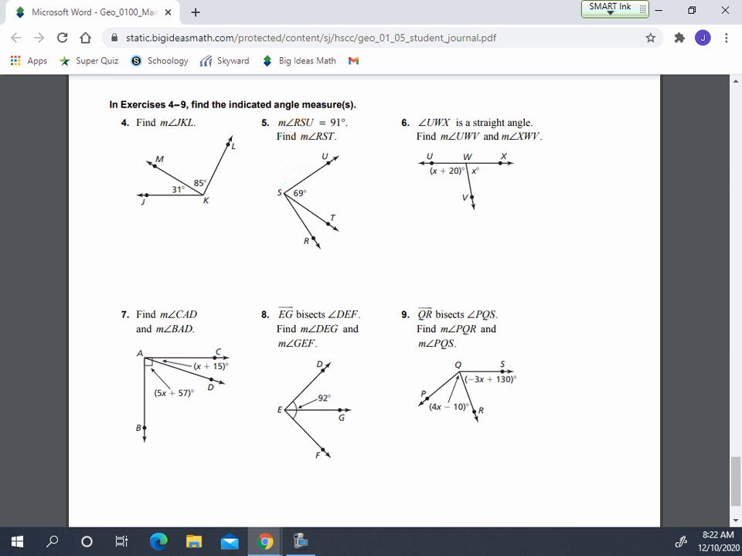Down here, the majority of what your homework will be like. It says find the indicated angle measures. Well, we have 31. We have to find JKL. I have to find this entire angle measure. Well, I know that JKM is 31, and that's included, plus MKL, which is 85. So, what do those two add up to? Quick math is 116 degrees.